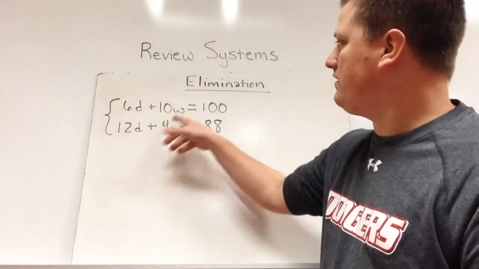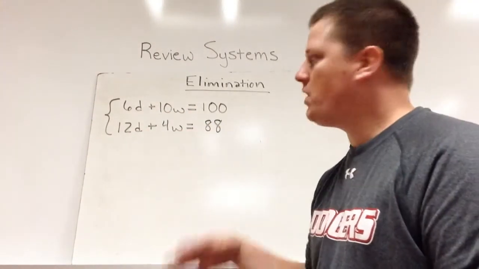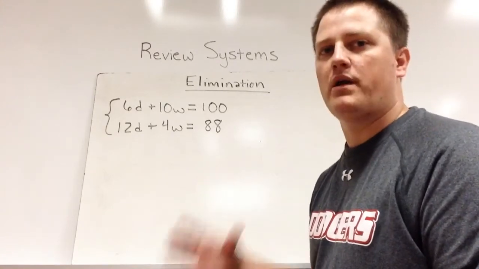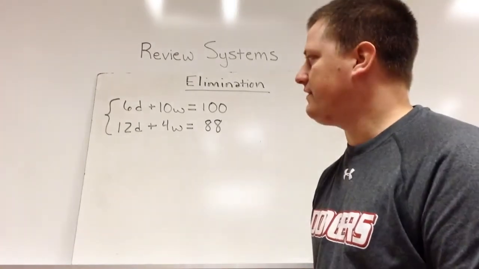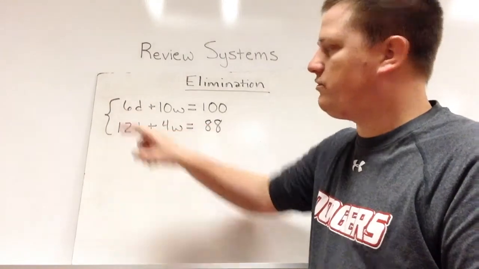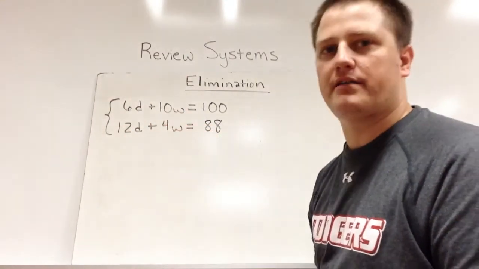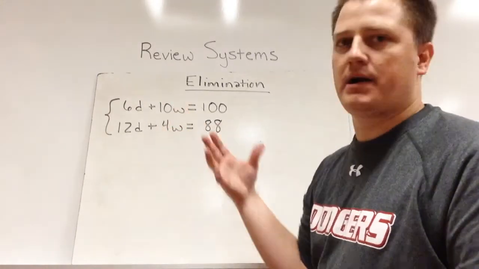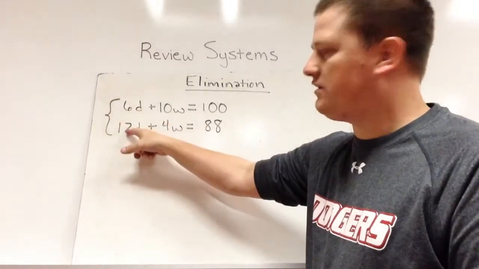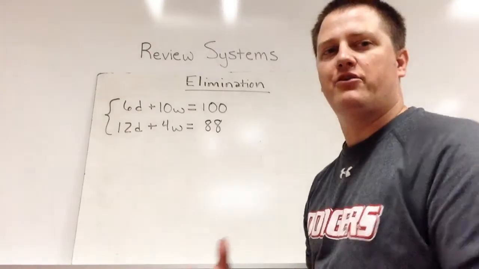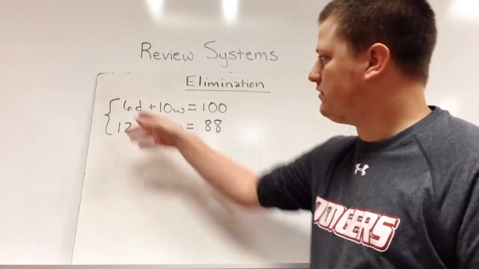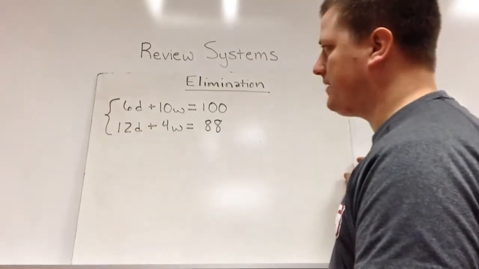So we've got D's and W's over top of each other. What we need to do is turn one of these into being exactly the same. So we want to turn 6 and 12 into the same number, because they're both D's, or we want to turn 10 and 4 into the same number. Both 10 and 4 can make 20. Both 6 and 12 can make 12. I usually go with whichever number is smaller. So 6 and 12 make 12, so I'm going to go with that.